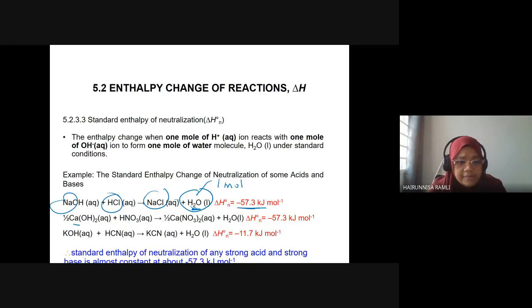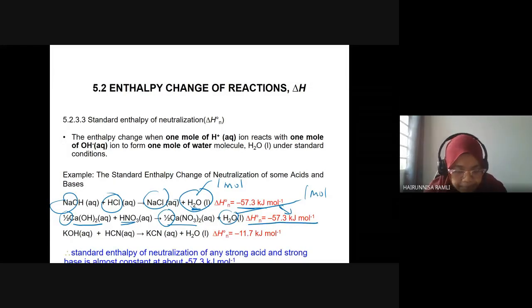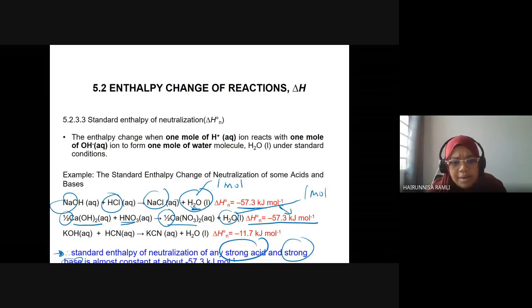For the second example, we have Ca(OH)2, calcium hydroxide, and nitric acid. If you balance, the water is balanced as usual, you would put 2 for water, right? But here because we want water as one mole, you adjust the rest. So this will become half, and the calcium hydroxide will also become half. And if you look, the value of delta HN is rather similar. I know this statement is not in your slide, I just added it. The standard enthalpy of neutralization of any strong acid and strong base is almost constant, about -57.3. That's why the values look about the same, because basically you produce the same water molecule.